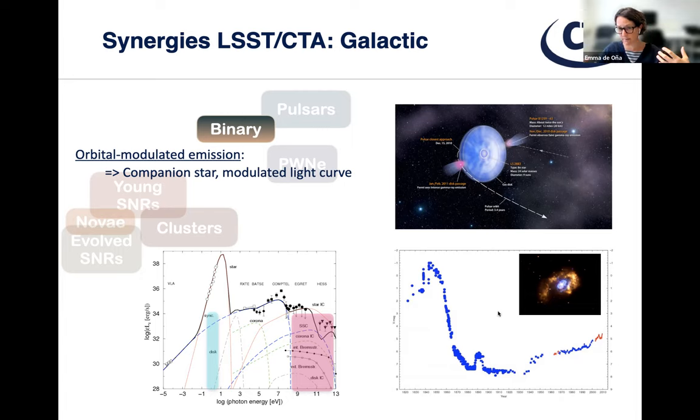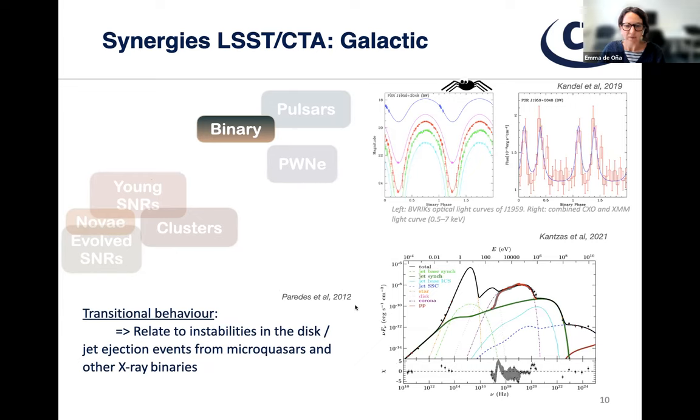We have detected these gamma rays coming from the interaction between the shocks of the two winds. And this is something for which we really need good monitoring of how the optical emission is evolving, so we can understand what is happening in the gamma ray band. Those are the most traditional, if you want, gamma ray binaries.